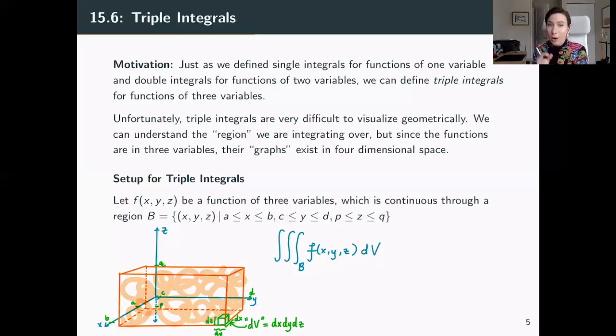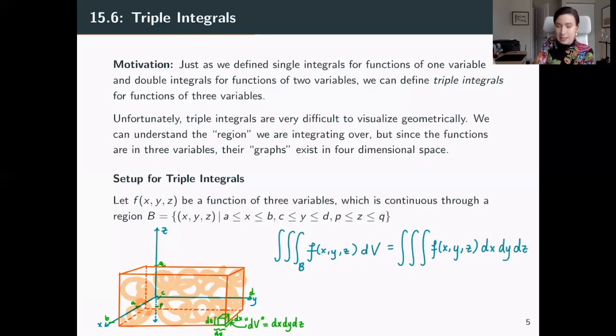We're going to take all of these tiny little volumes so that we end up having an iterated integral, an iterated triple integral in terms of x, y, and z. We can integrate with respect to x first, so say dx, dy, dz, so that my x values would be varying between a and b, my y's between c and d, and my z's between p and q.